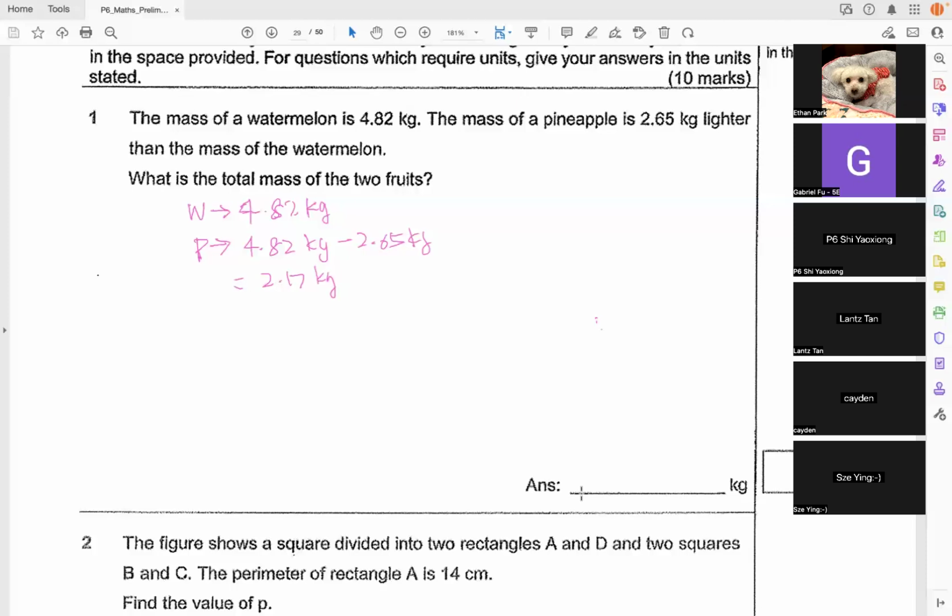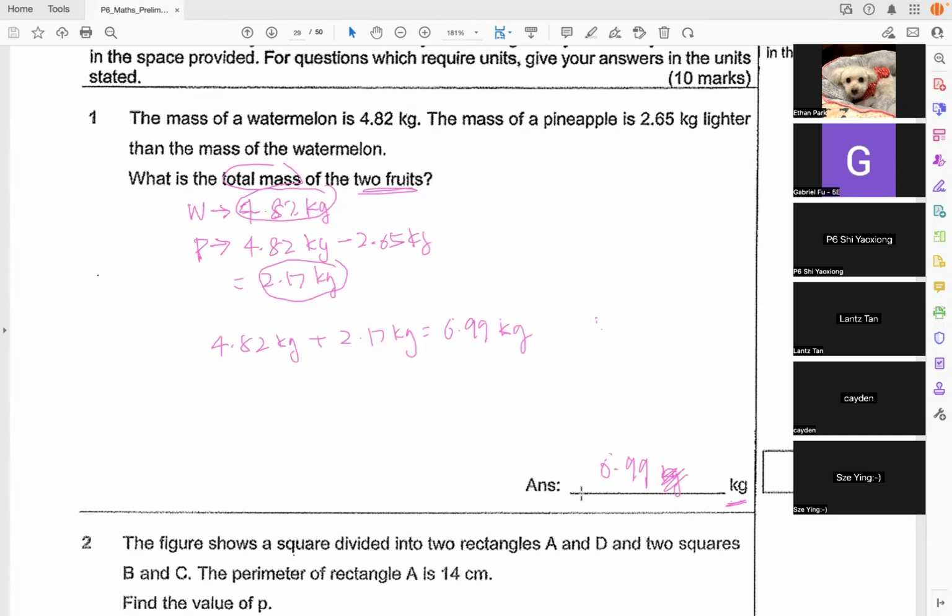Okay. What's the total mass of the two fruits? So you add the watermelon and the pineapple, because they want the total mass of the two fruits. Okay, so don't make careless mistakes. Don't end with the mass of just the pineapple. They want both. Plus 2.17 kilogram is equal to 6.99 kilogram. Since the answer has a kilogram here, you just have to put 6.99 will do. Don't need to do this.